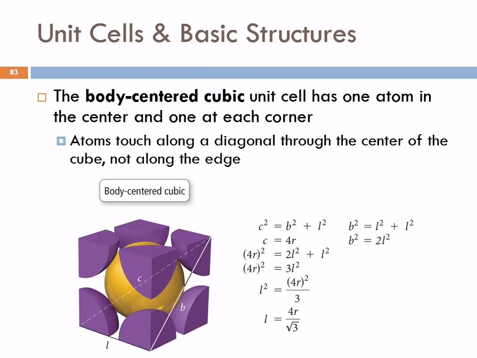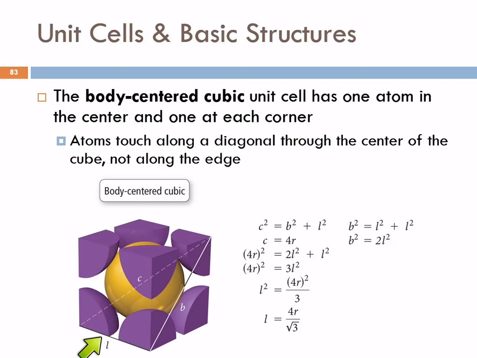A body-centered cubic unit cell has one atom in the center and one atom at each corner. So the atoms are touching on a diagonal, this diagonal from one corner diagonally across to the other corner. They do not touch along the edge. So we've got one in the middle, and these guys are on the corners. And because of this arrangement, they don't touch on the edges.